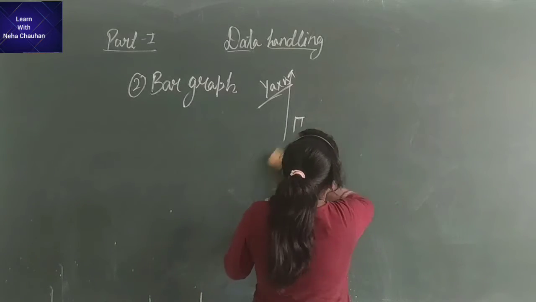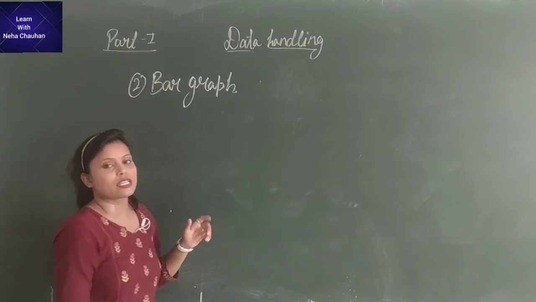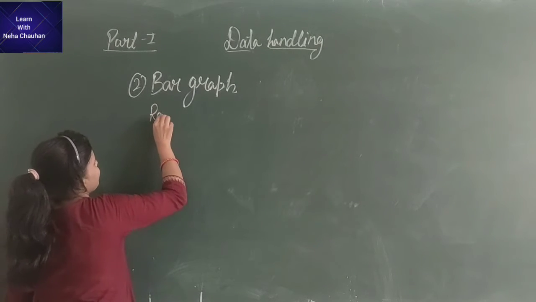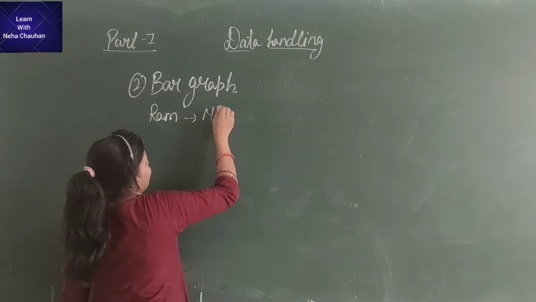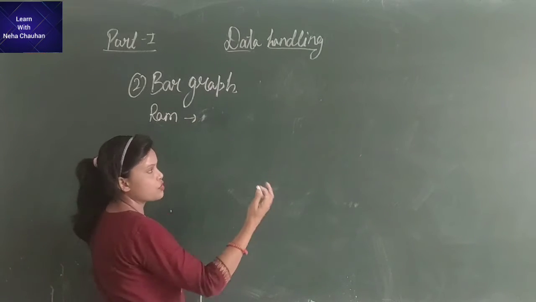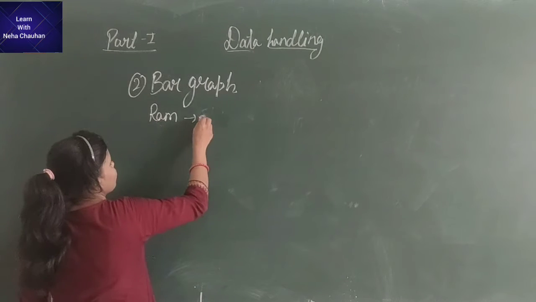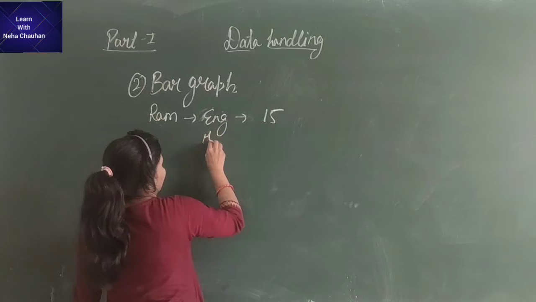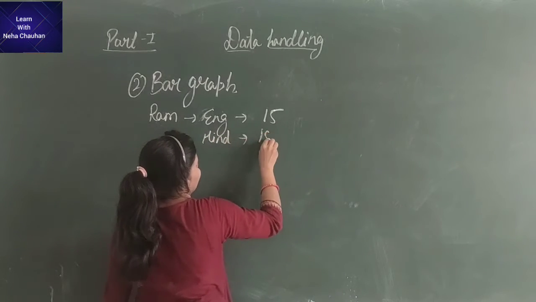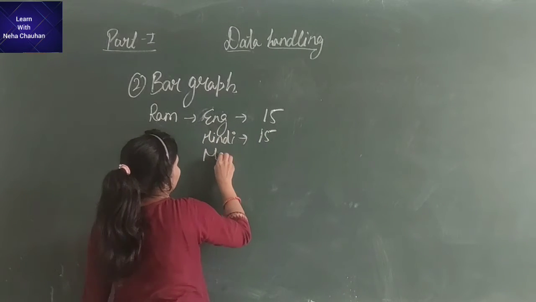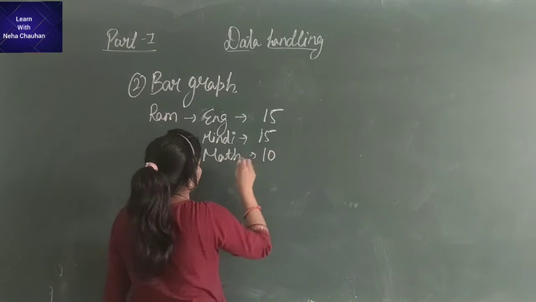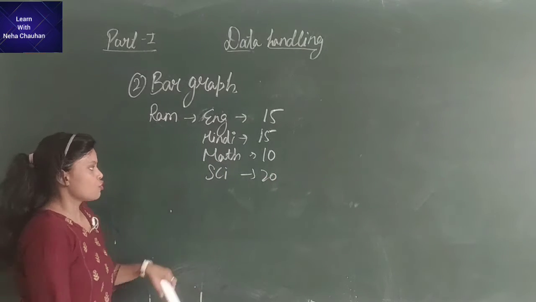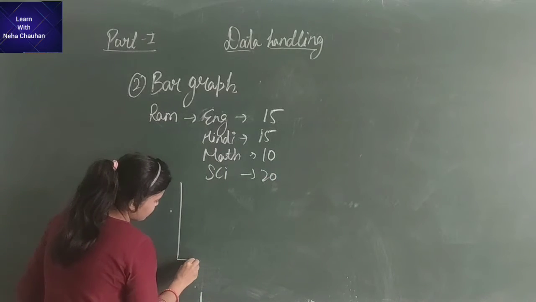Suppose a student has taken a test. So suppose Ram has taken a test of all subjects and got marks. Alright, so he got English 15, Hindi 15, Math 10 and Science 20. Alright, so how will we represent this?